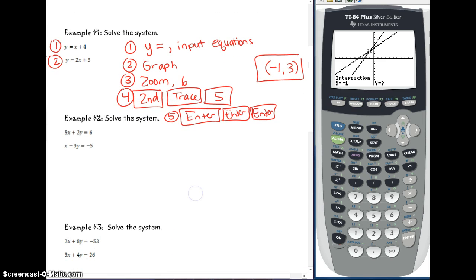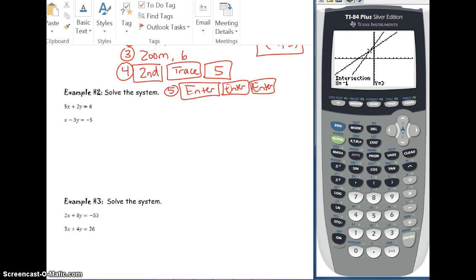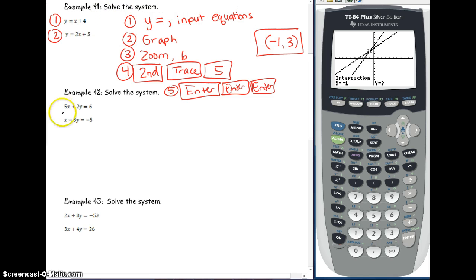Example number 2 says, once again, solve the system, but this time they're not making our life easy because they don't have the y equals. They're not in y equals mx plus b form, so we have to get it into that form. I'm going to take the first one first and solve for y. So we have 5x plus 2y equals 6. I'm going to subtract 5x on both sides.